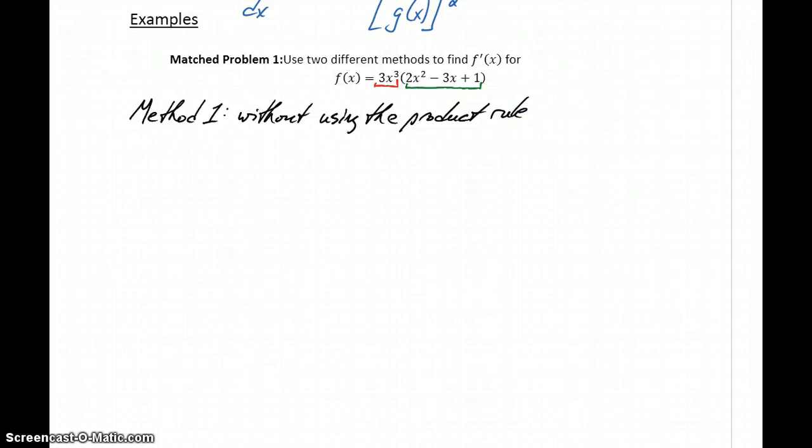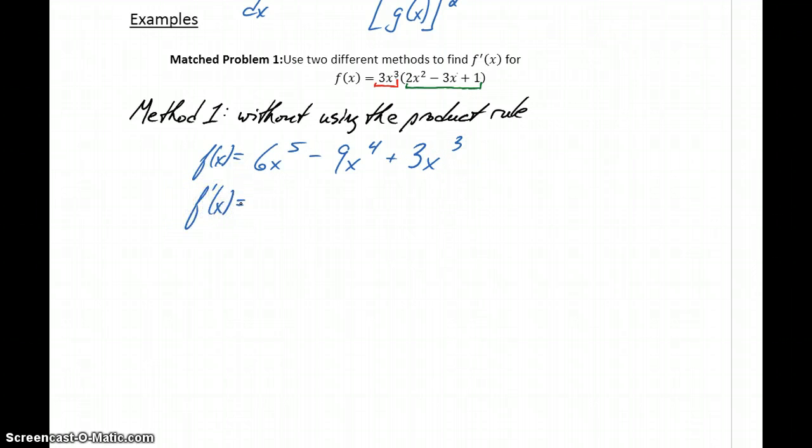So without using the product rule at all, the first thing we'd want to do is just rewrite this function f of x by taking 3x cubed and distributing it through all three of those terms. That would give us 6x to the fifth minus 9x to the fourth plus 3x cubed. So we started off with the product of two functions, but distributing that through without using any calculus, just going back to algebra skills, we get a more simplified function, which now we can differentiate, hopefully very quickly at this point.